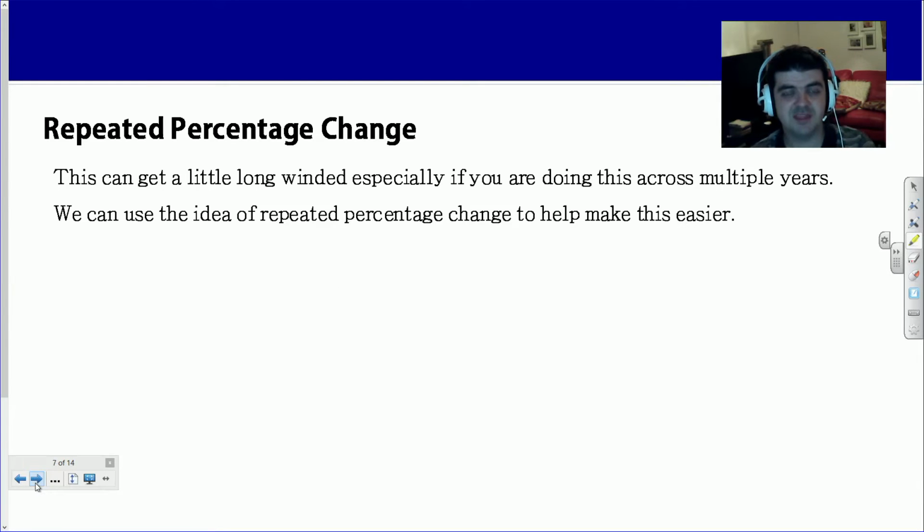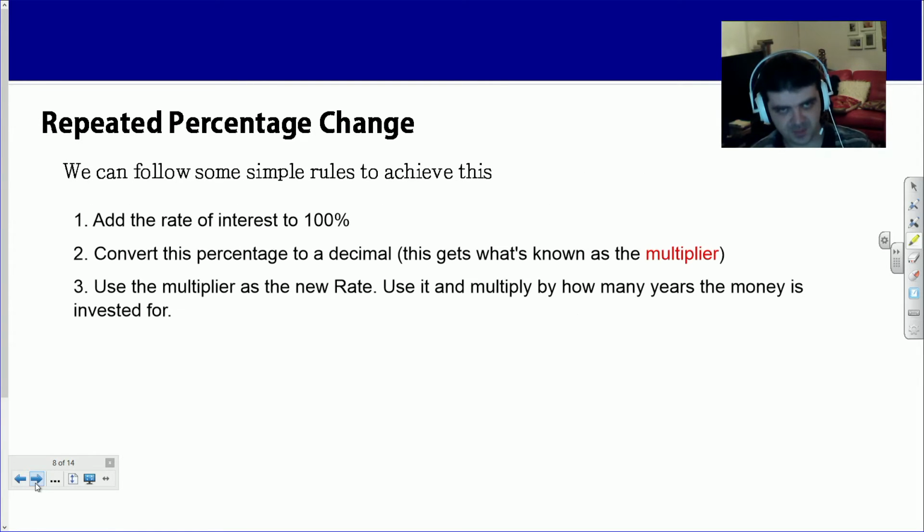But this method that we're going to use to simplify it down is called repeated percentage change. Compound interest, like I say here, can get very long-winded, especially if you're doing it across multiple years. We can use this idea or theory of repeated percentage change to help make things easier. Now, we can follow some simple rules to do this, and it's a 3-step process. I'll explain it. I've left room in your notes for you to copy it down. You can do that as we're going along.